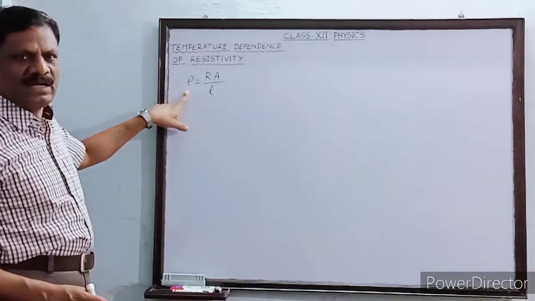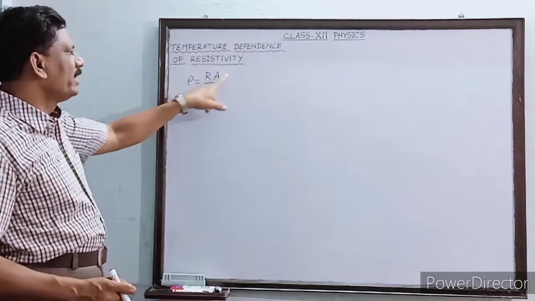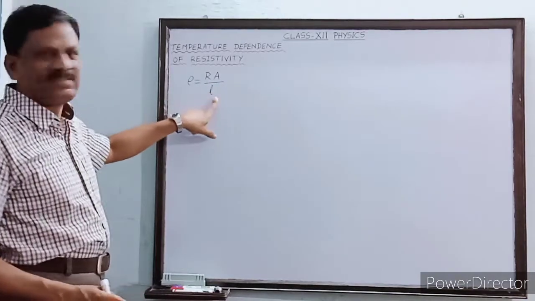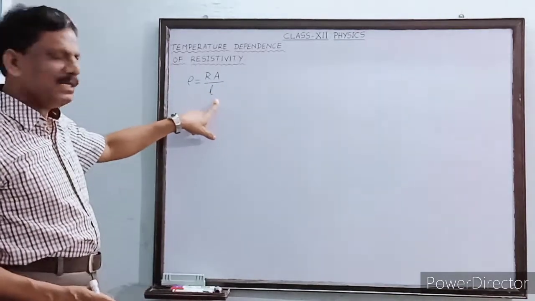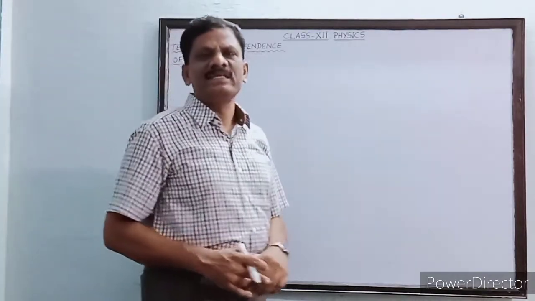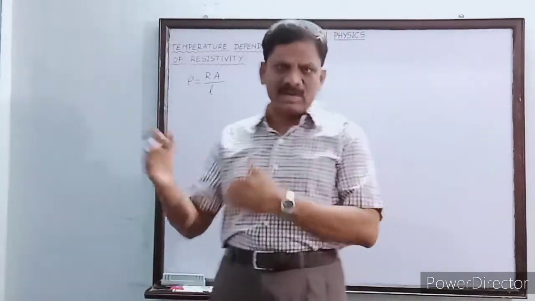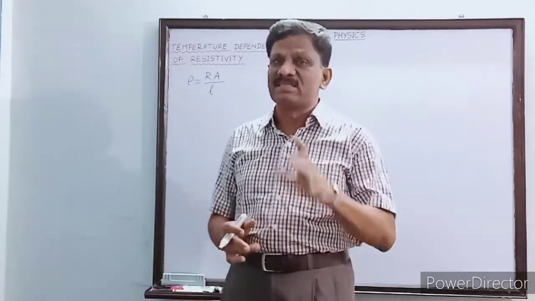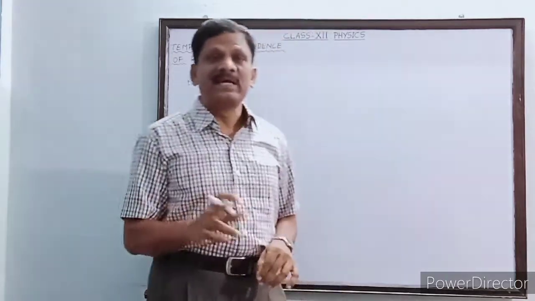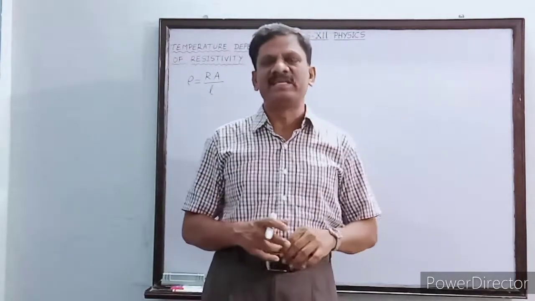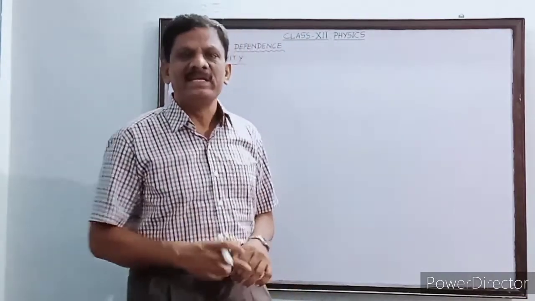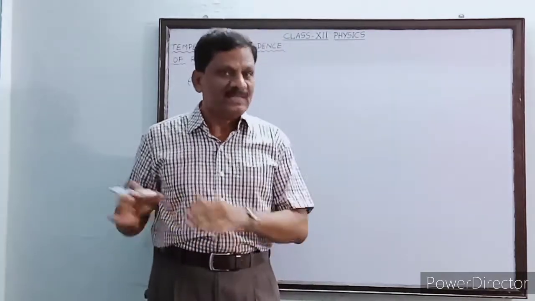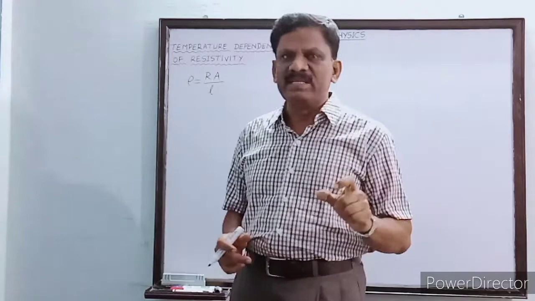Rho is called resistivity and that is equal to R into A by L, where area of cross section is A and the length of the wire is denoted by L. We have already stated that if the length of the wire is doubled or the area of cross section is doubled, there will be variations in the resistance of the conductor. But there will be no variations in the resistivity of the material, because the resistivity depends only on the nature of the material. So we have studied so far that rho, the resistivity, is a constant.